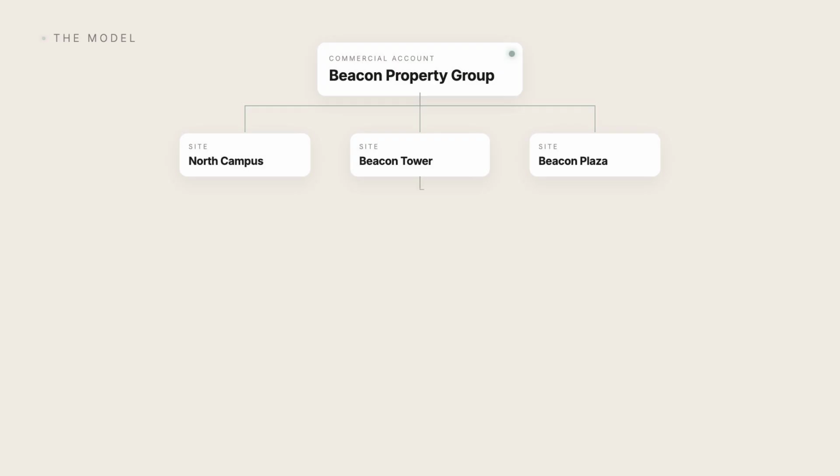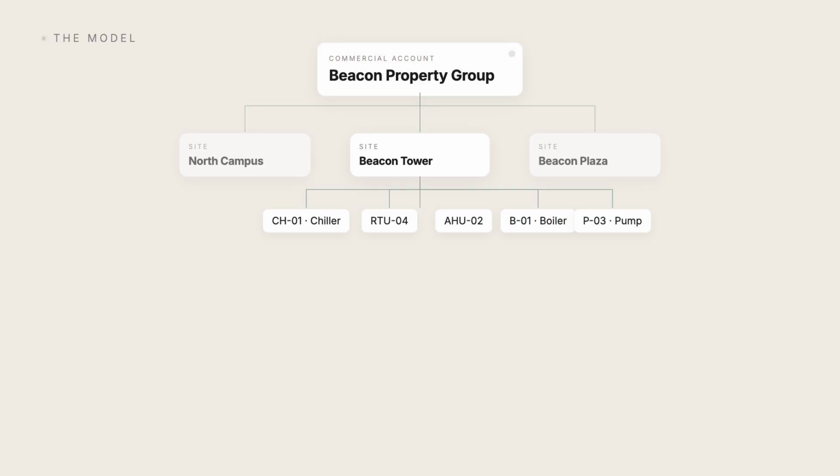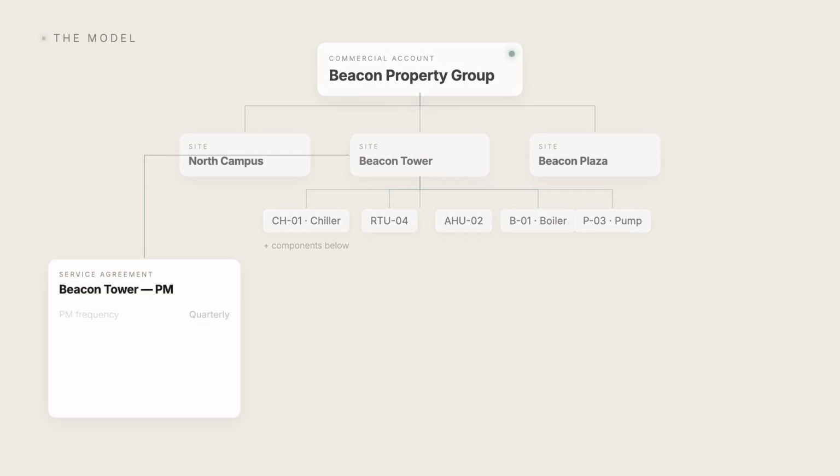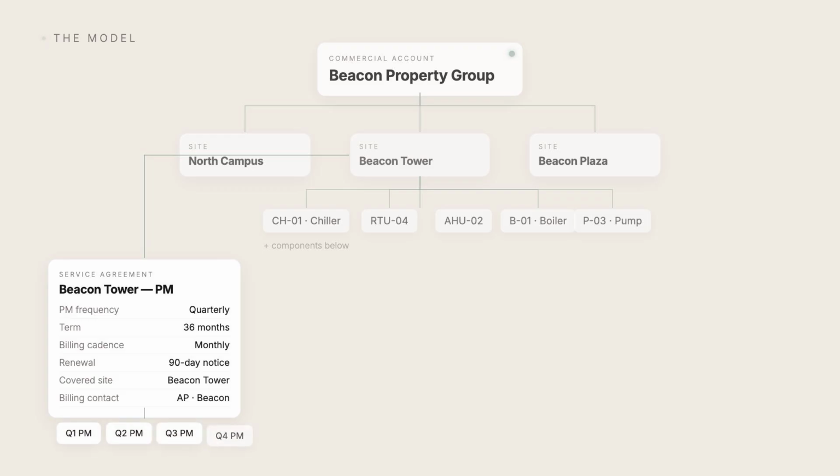Inside each site, we have actual equipment that can be chillers, rooftop units, air handlers, boilers, pumps, and components below them. Then we have a service agreement covering a specific site. The agreement has its PM frequency, term, billing cadence, renewal rules, covered location, and the right billing contact. The PM work stays connected to that agreement instead of floating around as unrelated jobs like most systems do.